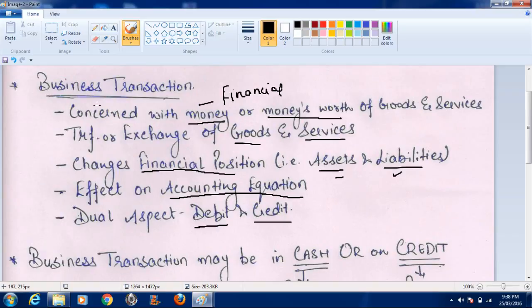I'll repeat, it is concerned with the money or money's worth of goods and services. There should be a transfer or exchange of goods and services. Because it is a financial transaction, it will change the financial position of the business. It will affect the accounting equation. What is the accounting equation? We will discuss in detail. And this transaction will have the dual aspect, that is, one debit and one credit aspect.